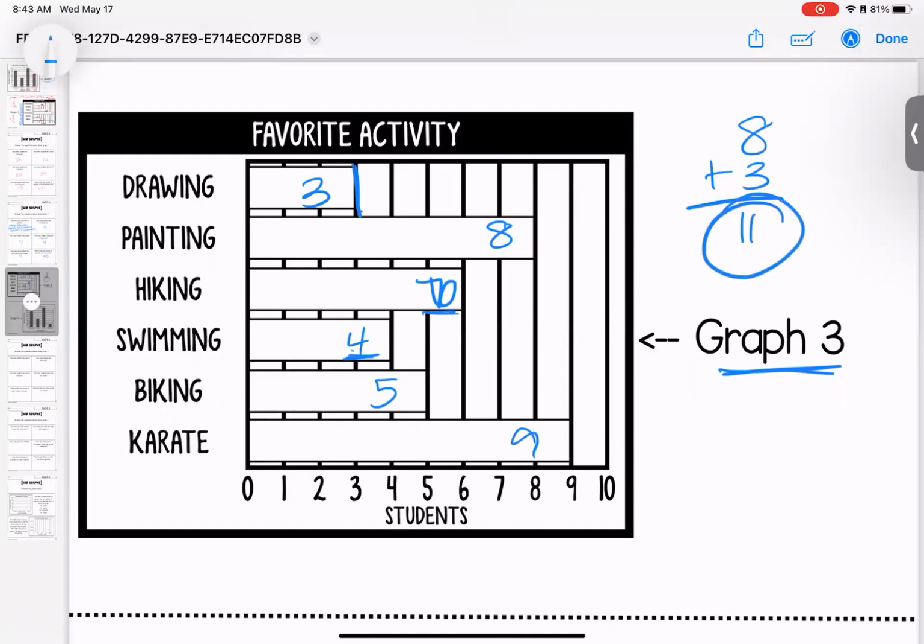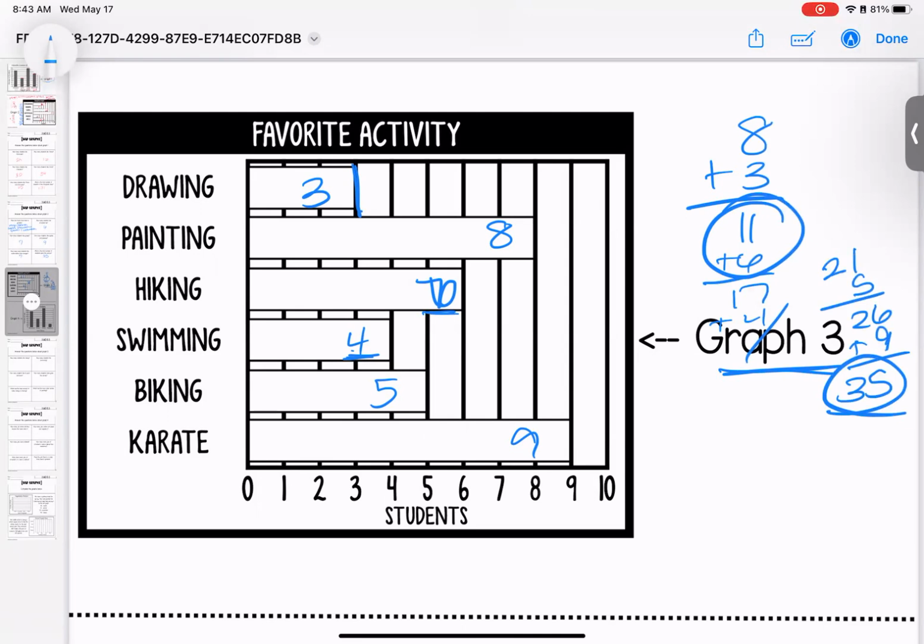How many students were given the survey? Well, we did our 8 and 3 so far. Add a 6 is 17. Add a 4 is 21. Add the 5 is 26. And then add 9 is 35. So 35 children were surveyed.